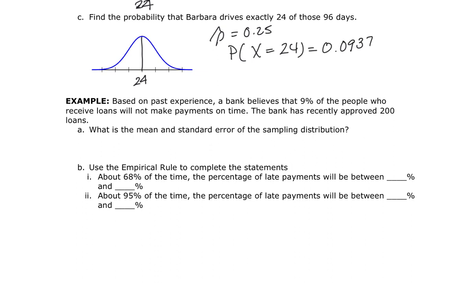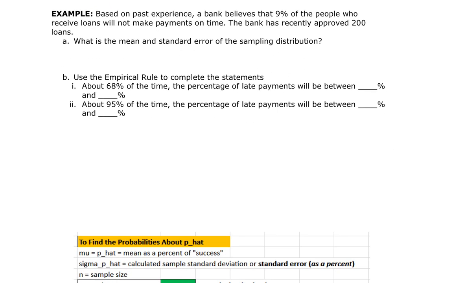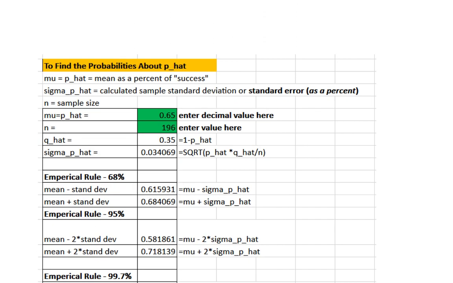Because I don't have sigma, I'm going to use a slightly different calculator. I can't remember up above if I said it was n or sigma that I didn't have. It's sigma that I don't have. So since I don't have sigma, like I did in all the previous ones, we are going to use this calculator. So mu, which is equal to p hat, is going to be our mean. Our sigma that we're going to calculate is the standard error. We have n as a sample size, and we are going to be looking at things in percents this time.